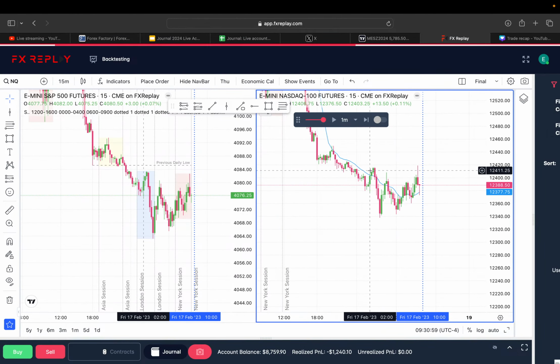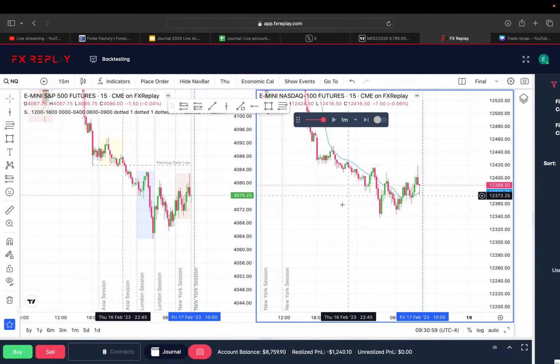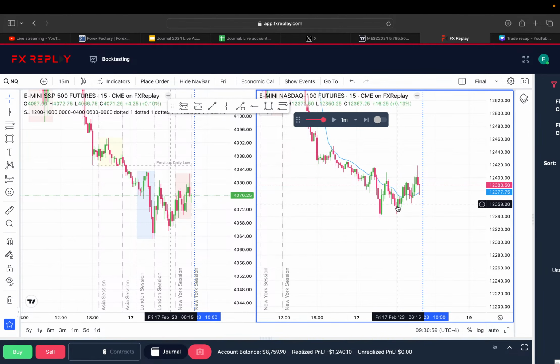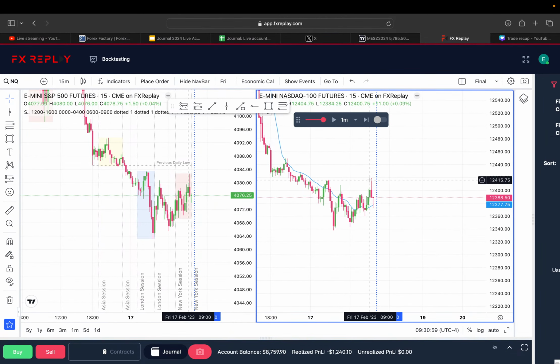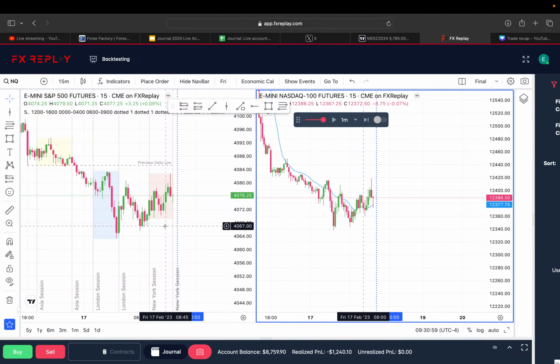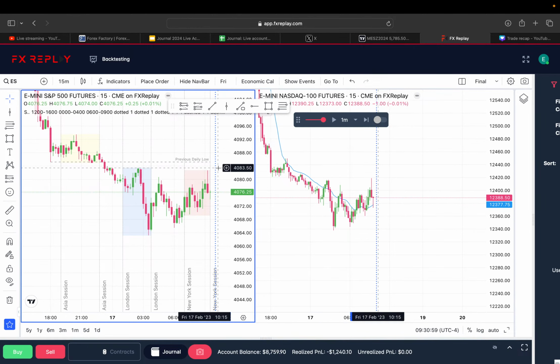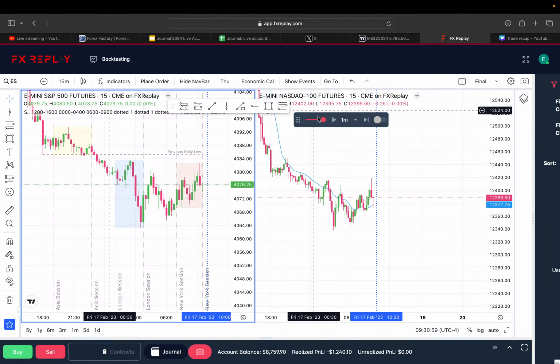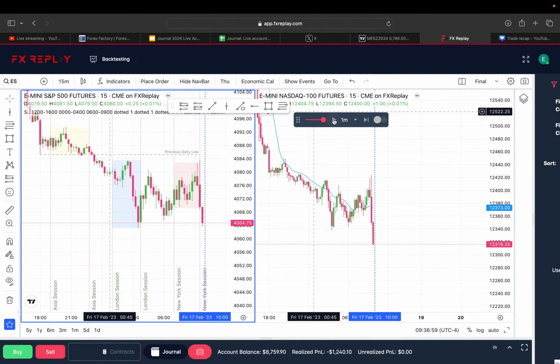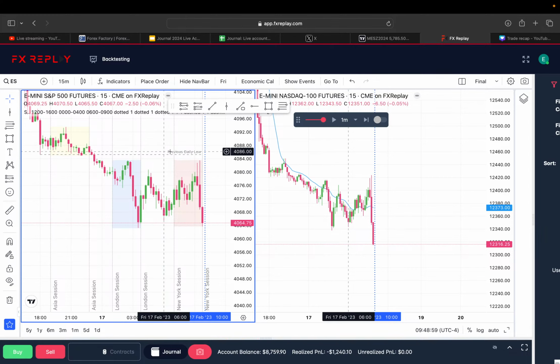I would say we kind of have SMT, but again, we need to let it play out. NQ swept this high, but ES, we did not sweep this high, if y'all can see. It's lower, but it still has to play out. So let's let it play out. See, now it swept it. That's what I'm talking about.